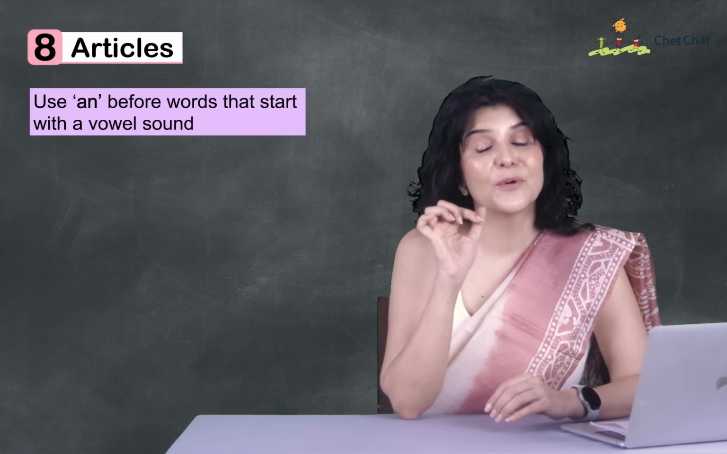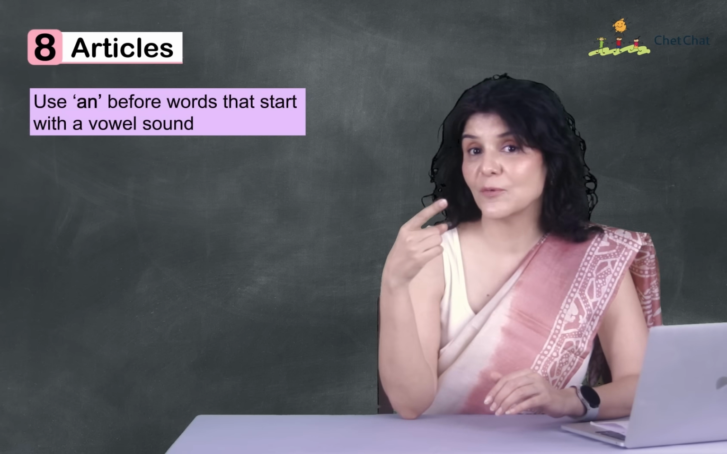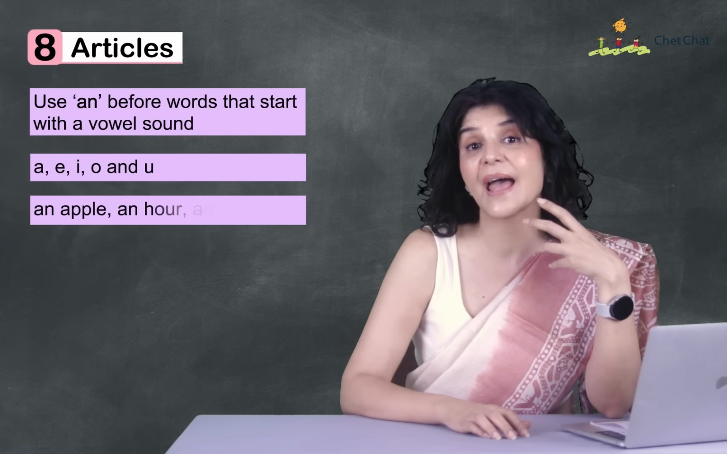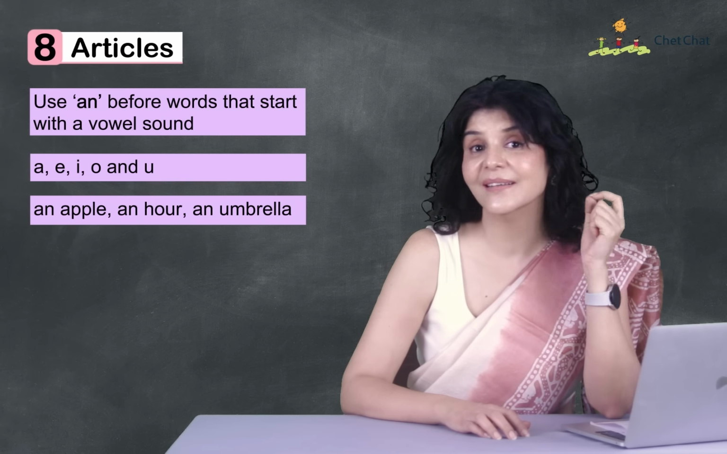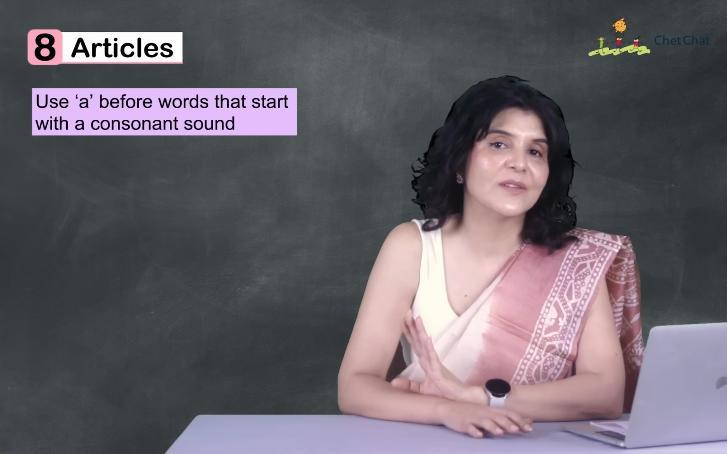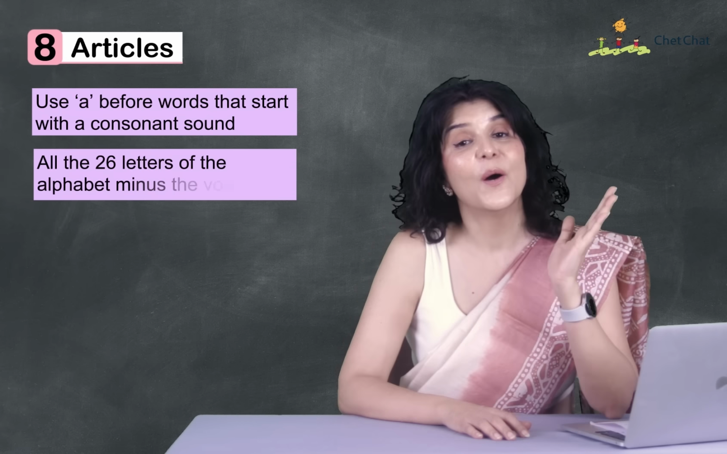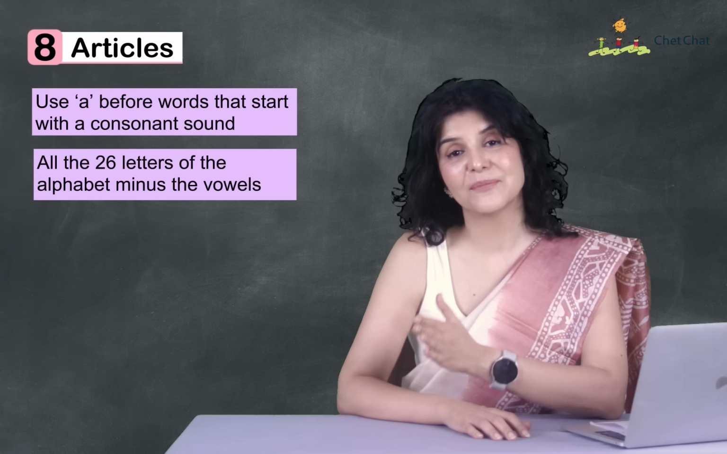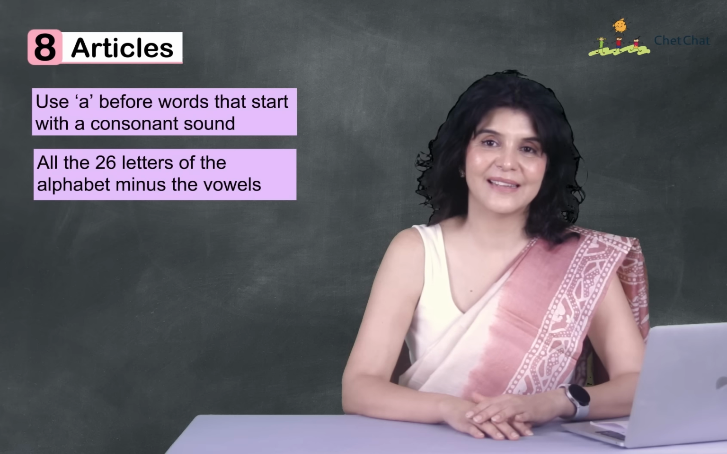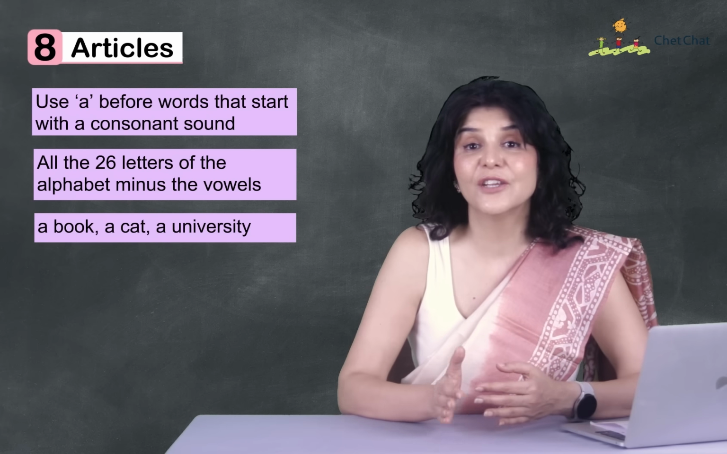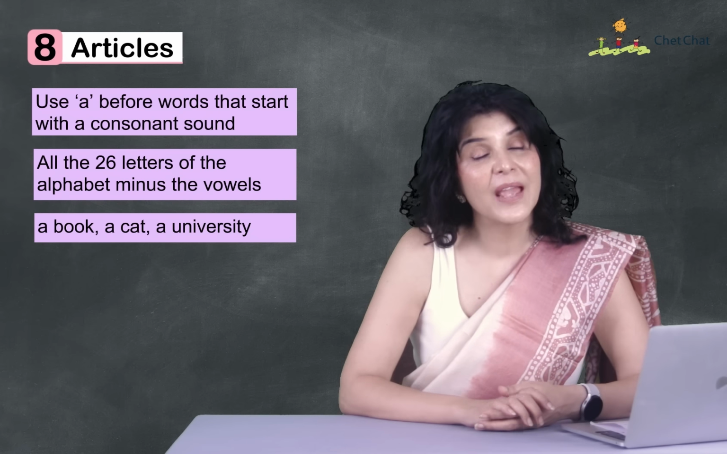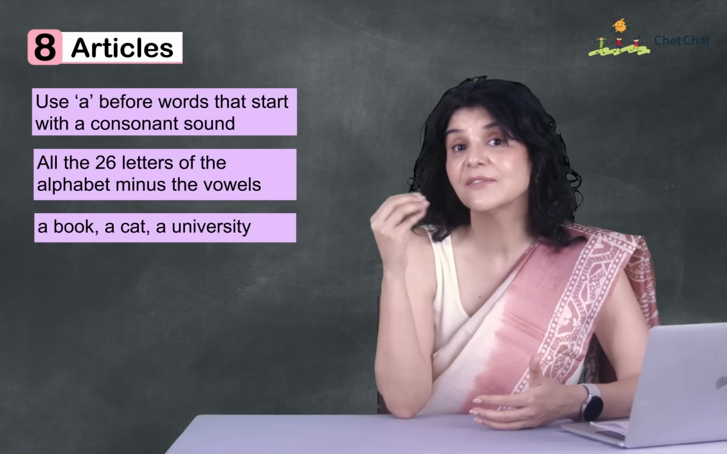Use an before words that start with a vowel sound. What are vowel sounds? A, E, I, O, U, the sound. An apple, an hour, an umbrella. Use a before words that start with consonant sounds. What are consonants? All the 26 letters of the alphabet minus the vowels A, E, I, O, U are consonants. Example, a book, a cat, a university. Even though university starts with a vowel U, it sounds like it starts with a Y.